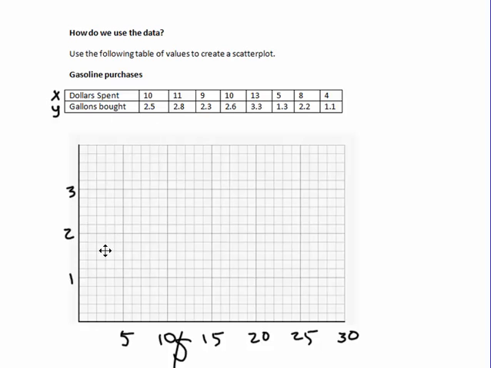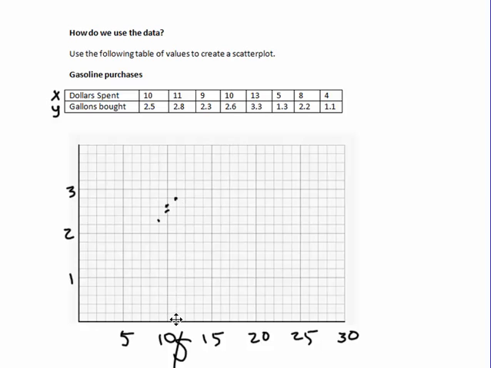So let's take the first set of data here. My x value is 10. My y value is 2.5. So here at 10, I go to 2.5, and I'm going to plot that point. Now 11 and 2.8, so we go to 11, and then 2.8 would be this point right here. 9 and 2.3, here's 9, and then 2.3 is going to be halfway between 2.2 and 2.4, so we have that plot right there. 10 and 2.6, well, that's going to be this point right here.